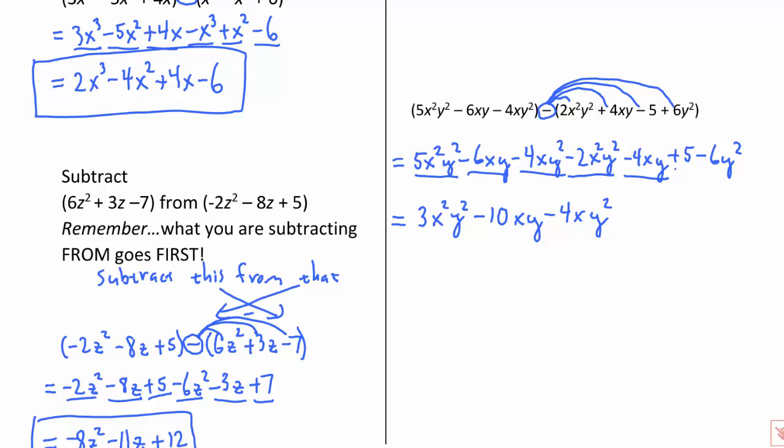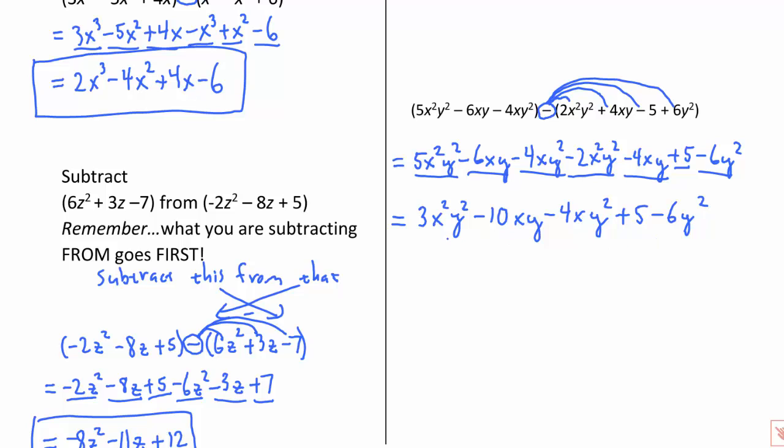Now we look at the next term that we haven't used, which is 5. I don't see any other constant terms, so just plus 5. And then the last term we haven't used is negative 6y squared. And there you go.